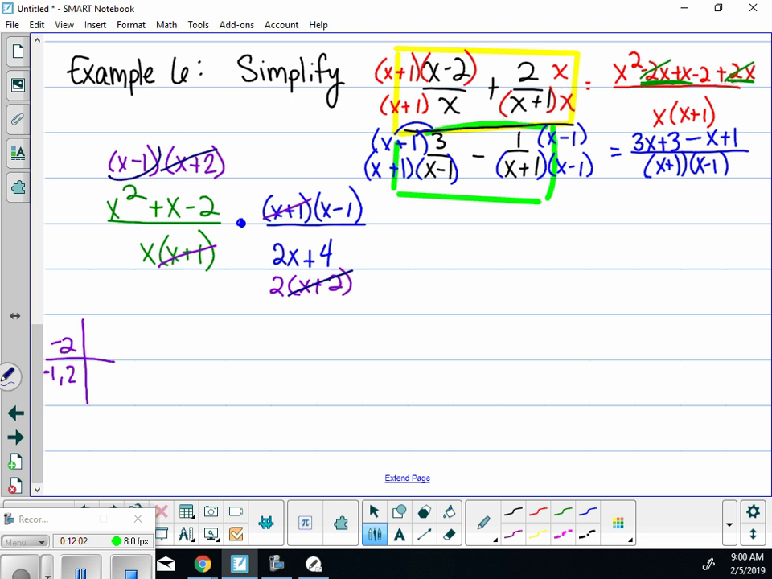So I have an x plus 1 and an x plus 1 left on the top, or x minus 1 times x minus 1 on the top. I have an x left on the bottom and a 2 left on the bottom. Now I'm done.